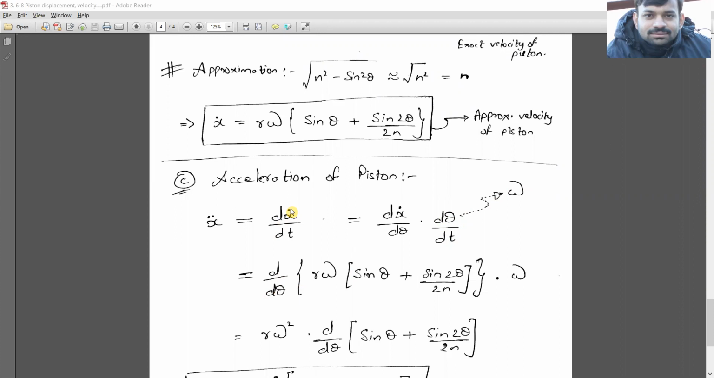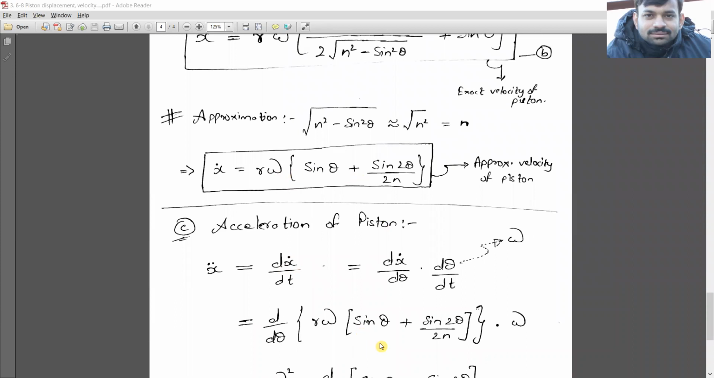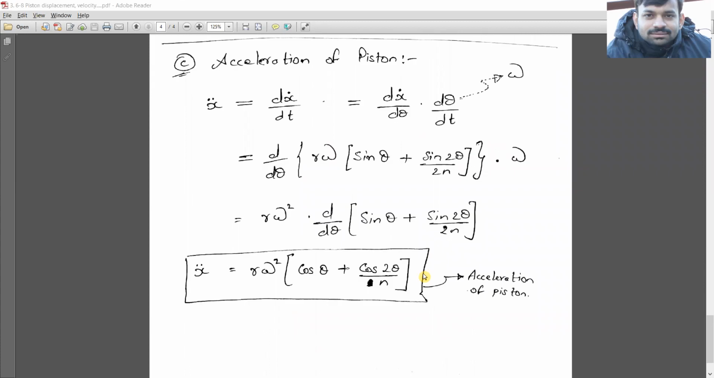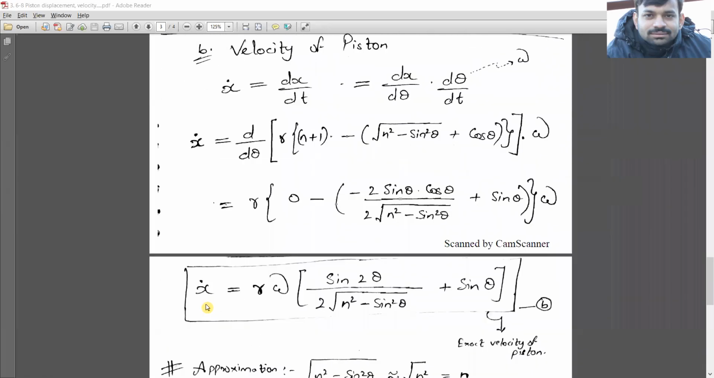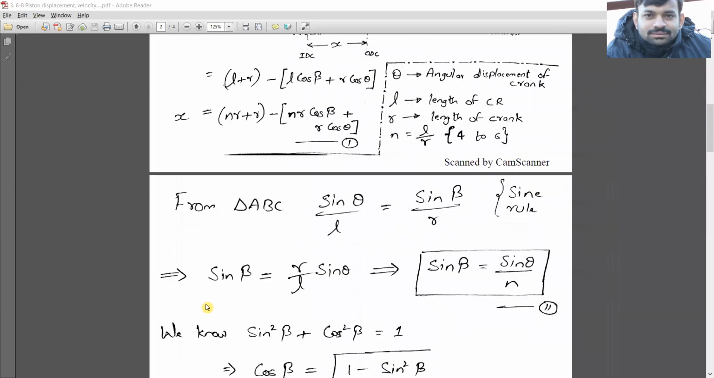Again we'll keep the value of x dash. What is the value of x dash? That is r omega times sin theta plus sin 2 theta by 2n. This entire value of x dash within the curly brackets is multiplied by omega. Once you solve and simplify it, you will get x double dash, that is acceleration, equal to r omega square times cos theta plus cos 2 theta by n. So these are the three equations which will be required while doing the kinematic analysis of piston.